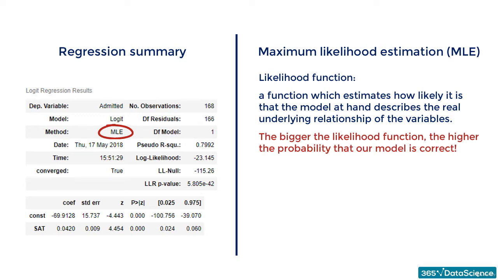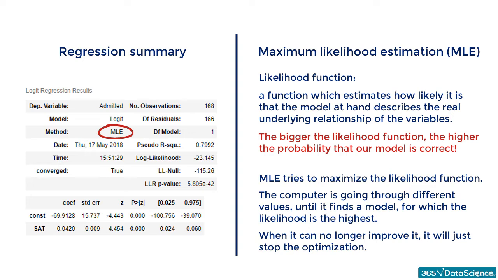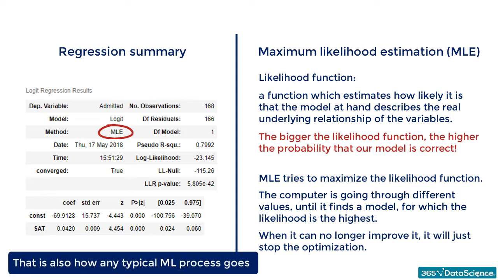Without getting too much into the statistics of it, MLE tries to maximize the likelihood function. That's why it is called maximum likelihood estimation. Knowing this and the fact that iterations are in play, we should already have an idea what's going on behind the scenes. The computer is going through different values until it finds a model for which the likelihood is the highest. When it can no longer improve it, it will just stop the optimization. That is also how any typical machine learning process goes.